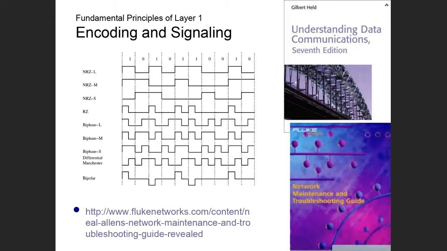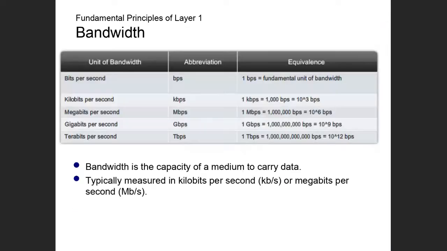So at layer one, we have all these, the top one here, non-return to zero. This is a system that Ethernet uses, the original Ethernet. There are some other manufacturers that use other schemes for doing other things besides Ethernet.